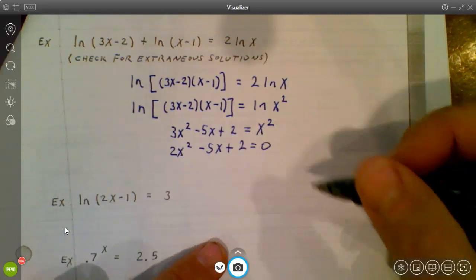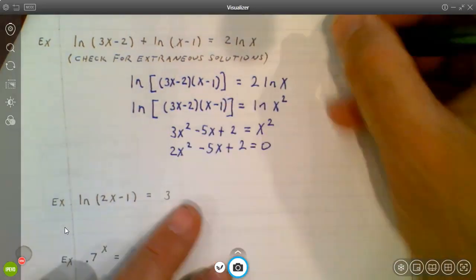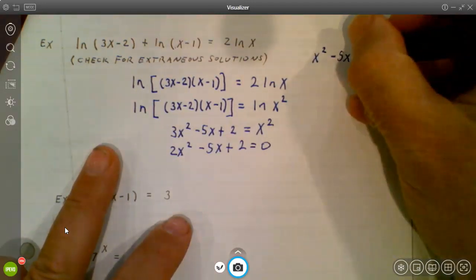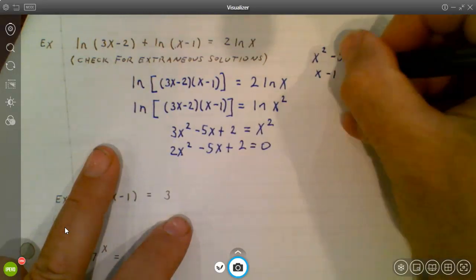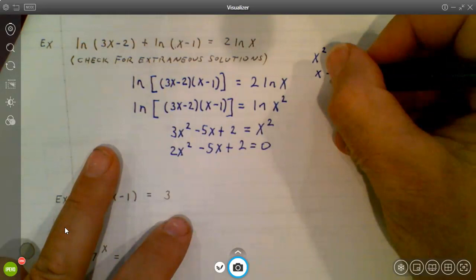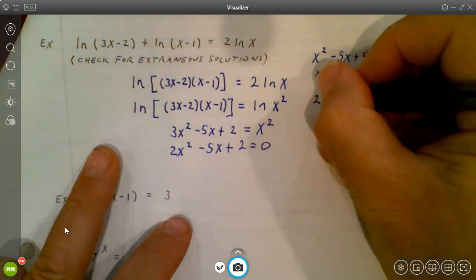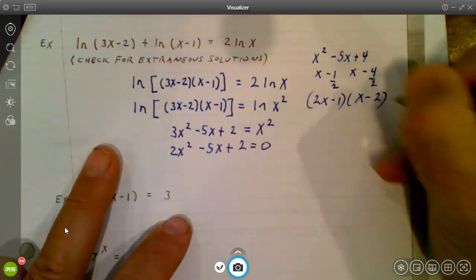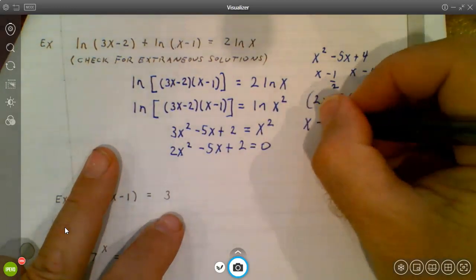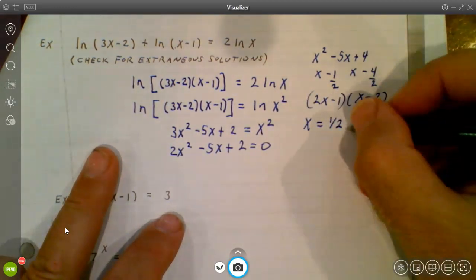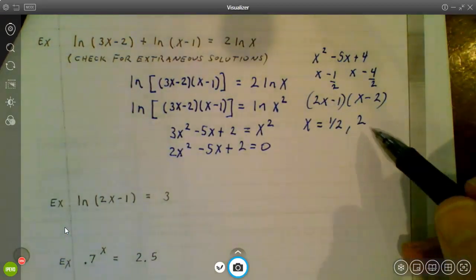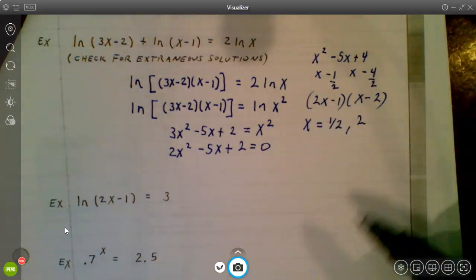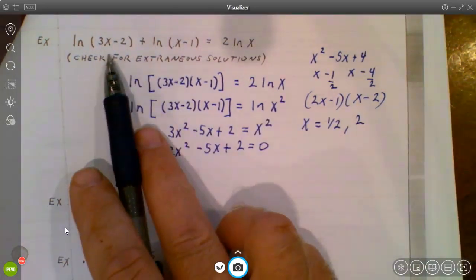So you could go with factoring, the quadratic formula, whatever you prefer. I'm just going to factor really quick over here. So I'm getting factors of 2x minus 1 and x minus 2. As I solve those, I'm coming out with x equals 1/2 as well as x equals 2. Both of these seem okay initially. Both are positive. Neither one is a 0, so that's not an issue. But let's just check and make sure they are okay if I plug them back in.